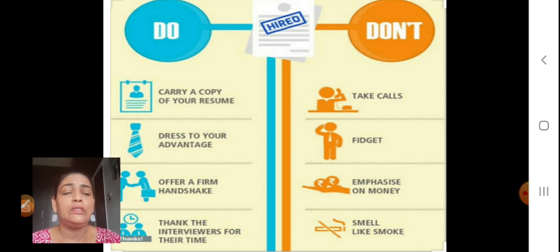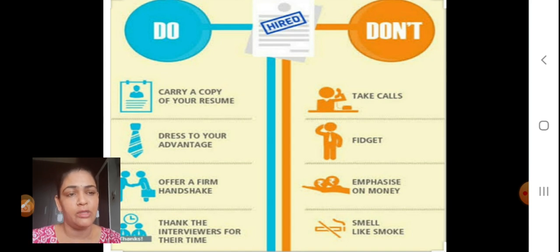Now, do not smoke. Avoid smoking if you have to go to an interview because if you are stinking, it might give a bad impression. So let's give a good impression. Let's be presentable and let's remember the do's and don'ts of an interview.